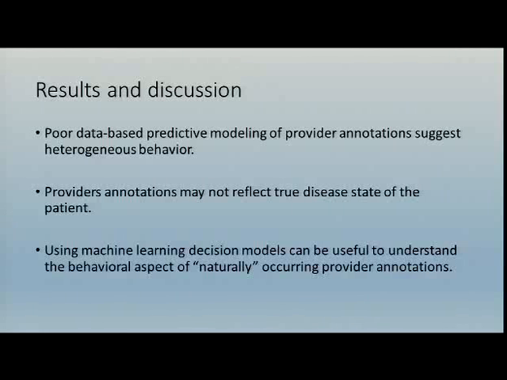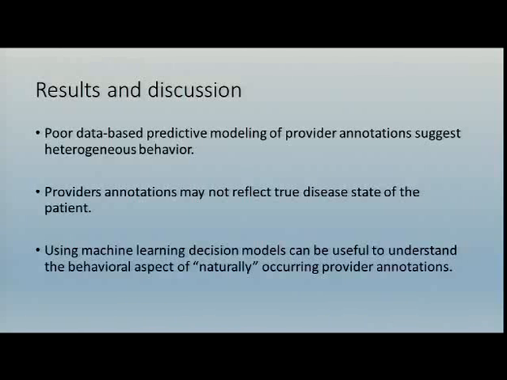The poor data predictors that we can get out of this for the provider annotation suggests that there might be a heterogeneous behavior to check that box or leave it unchecked. The provider annotations, we know from the previous study, may not necessarily reflect the true states, but certainly this data supports that suggestion as well. And then we thought that machine learning can be used as an effective tool to study the behavioral aspect for those, you can call them naturally occurring annotations.